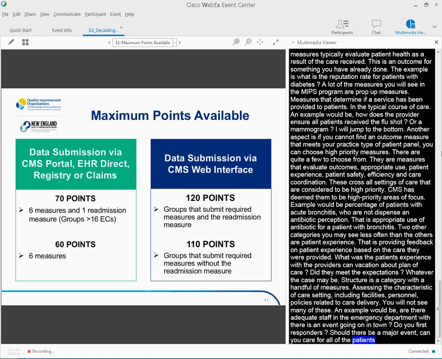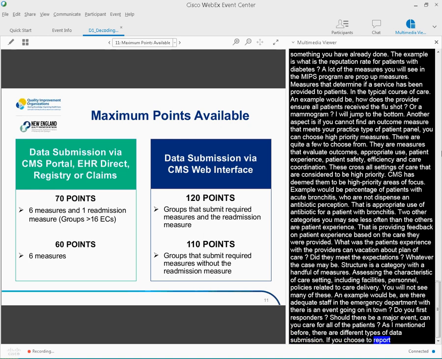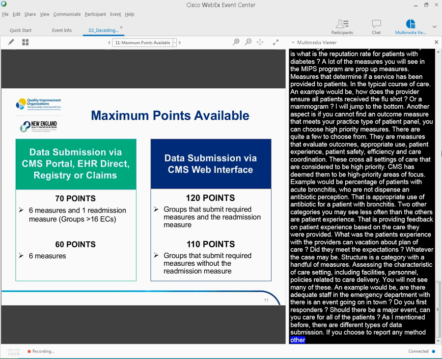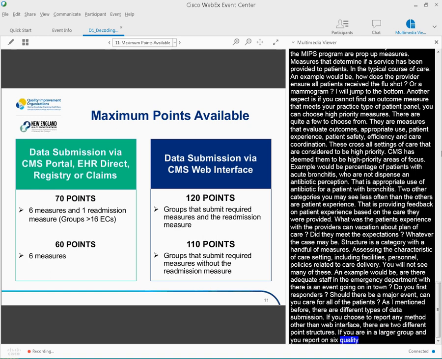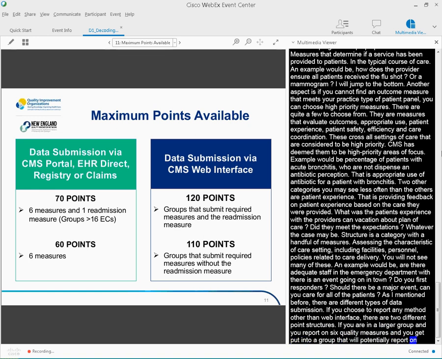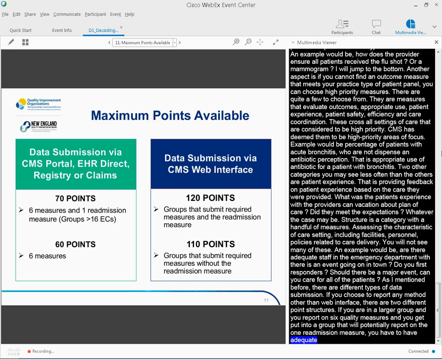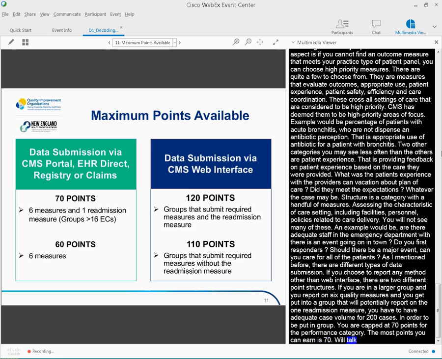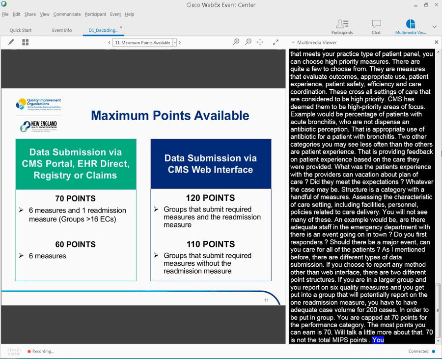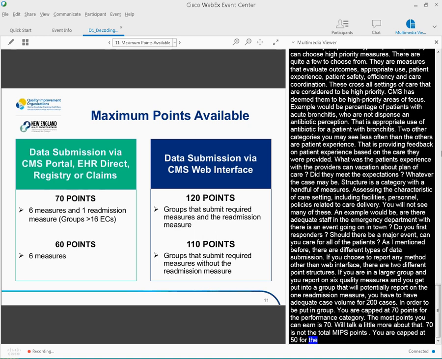So as I mentioned before, the different types of data submission. If you choose to report any method other than web interface, there are two different point structures that you're capped at. If you're in a larger group, so again, that's 16 or more eligible clinicians, and you report on 6 quality measures, and you then get put into a group that potentially would be reporting on that one additional readmission measure, so you have to have adequate case volume, 200 cases, in order to be put into that group, you would be capped at 70 total points for the performance category. So for quality, the most points you could earn would be 70. Now, we'll talk a little more about that, but it gets a little confusing because 70 isn't in fact the total MIPS points that you would earn for quality. You're capped at 50 MIPS points for the category. If you don't report on that one readmission measure, the total points you can earn would be 60.